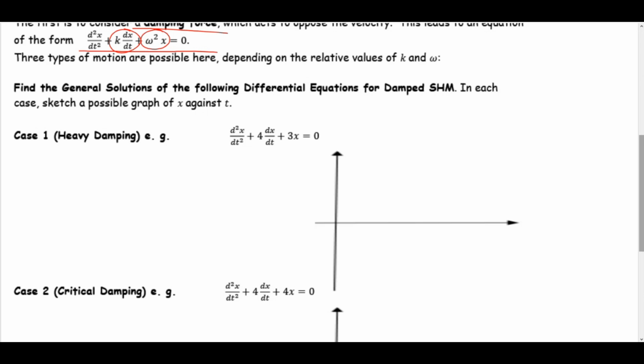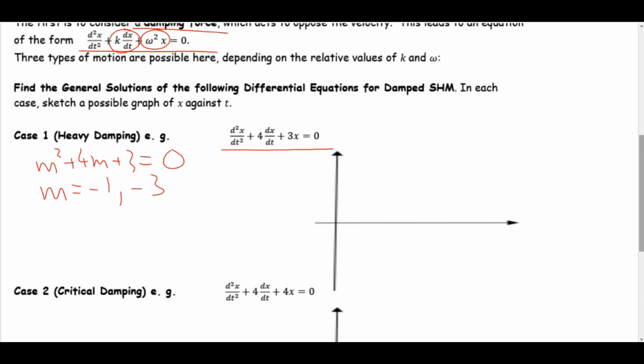So the first differential equation I'm looking to solve is d2x by dt squared plus 4 dx by dt plus 3x is equal to 0. Differential equations of this form are solved by writing down the auxiliary equation, which in this case will be m squared plus 4m plus 3 is equal to 0, and then solving that to find values of m. In this case, that gives me m is equal to -1 and -3.